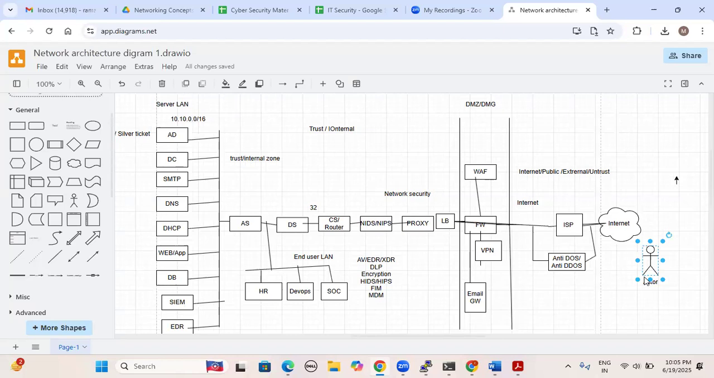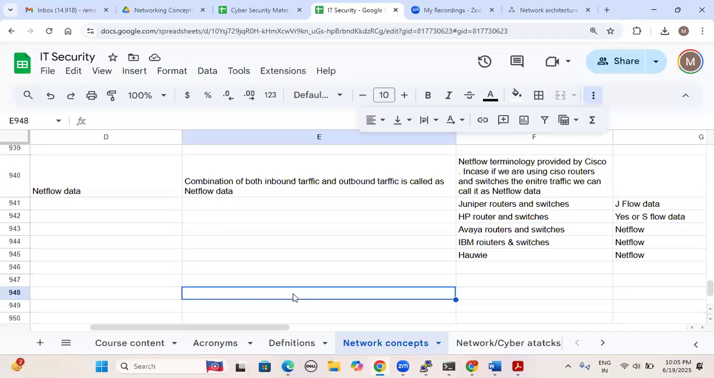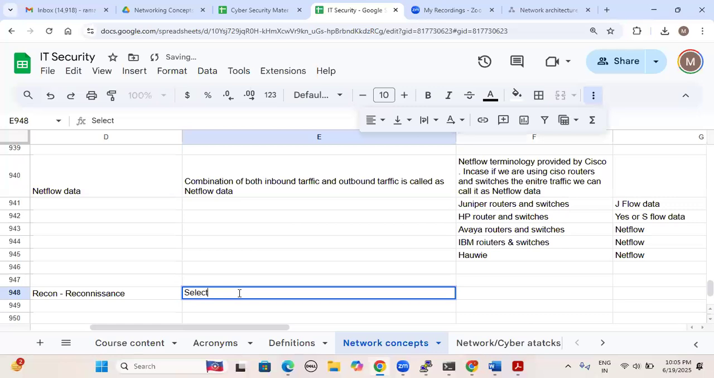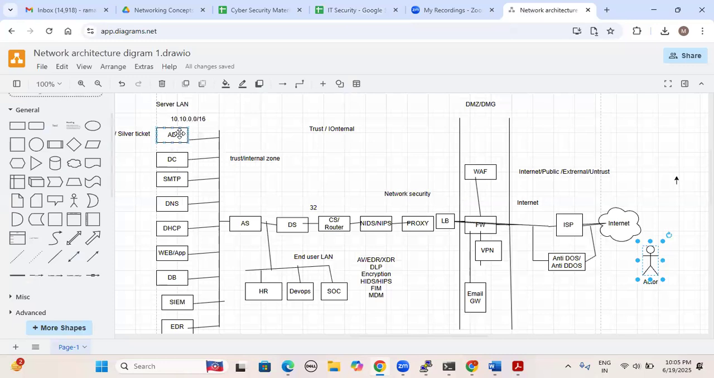Selection of the target. What is selection of the target here? Recon. Recon is also called selection of the target. Recon means reconnaissance. What is the target the attacker has chosen now? In our scenario, he has chosen Active Directory. He wants to compromise the Active Directory using the golden ticket attack or maybe the silver ticket attack. So selection of the target is Recon, or otherwise Recon is Active Directory.